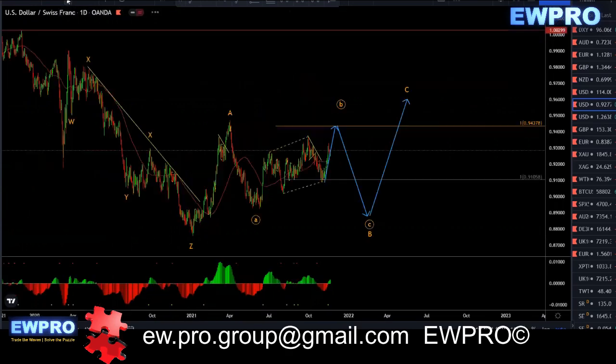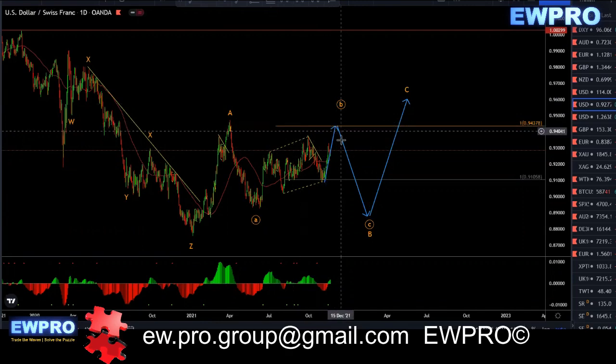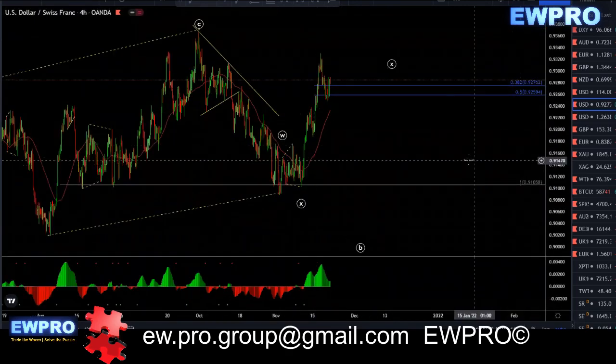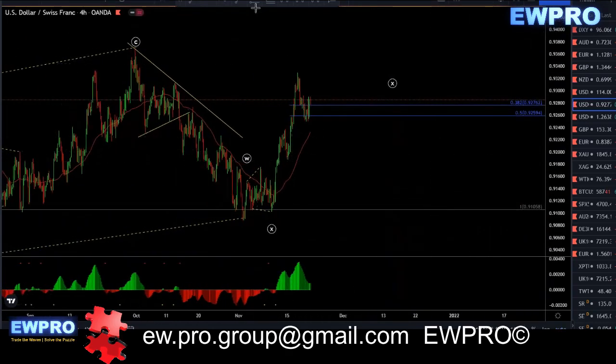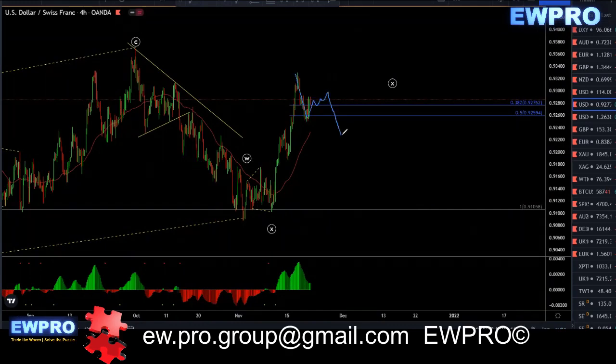On the Swissy, on the daily, we're looking at A, B, C in the B wave, and then we're looking for that C down. We're still going up, so this one's playing nicely. We're looking at that 100 fib, and then we'll start to look for those sells. On the H4, we're looking for an X2, and then a Z up.